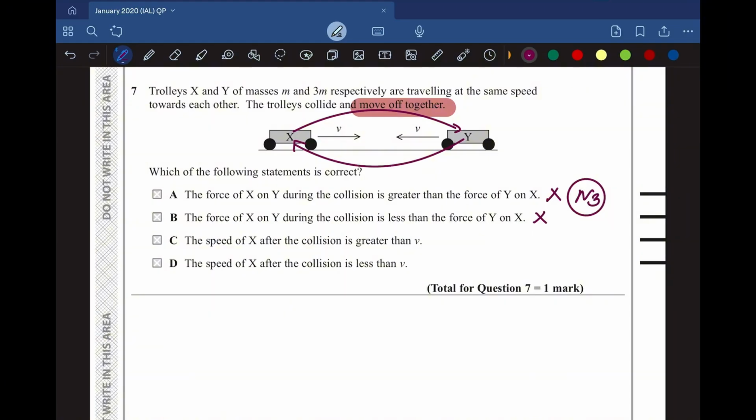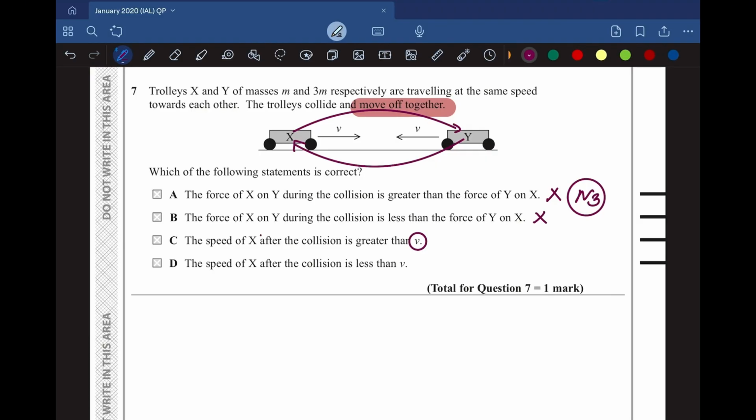This is a very important part through which teachers actually ask questions in Edexcel A-Level Physics Unit 1. So make sure you have a clear knowledge of this, that the masses actually don't matter. So A and B cannot be our answer. Okay. Now option C says the speed of X after the collision is greater than v. v was its initial velocity.